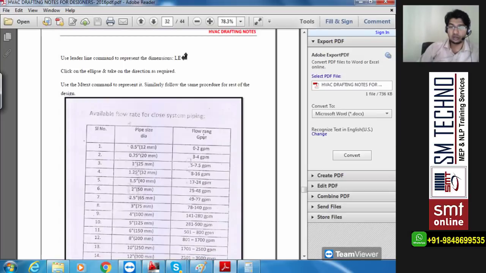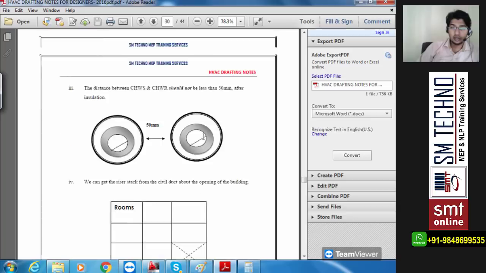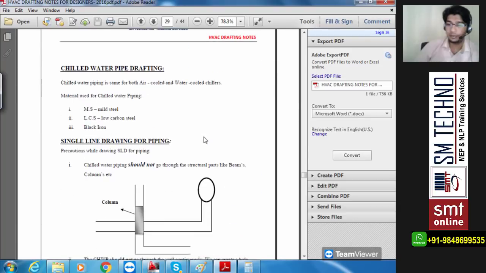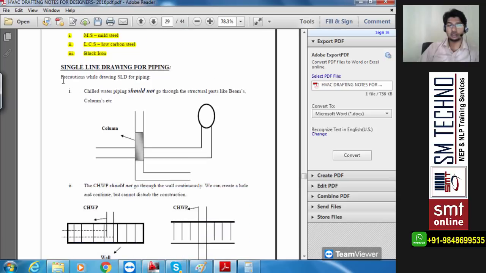Now the next thing that you have to understand from the notes, page number is 26. Open page number 26, chill water pipe drafting. In that one, you have to highlight and understand that the chill water pipe drafting is going to be totally similar for air-cooled chiller and water-cooled chiller. Now, before we proceed with the actual single line diagram inside the connections, what I'm going to make you feel is the precautions that you have to do while doing the SLD drawing. That is, you cannot run the pipes anywhere as you like. There are some precautionary measurements.